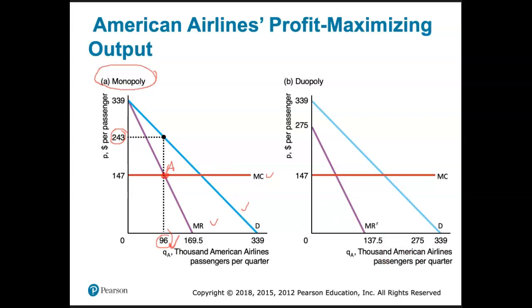However, American Airlines is not a monopoly. We are actually living in a duopoly world right now. American Airlines shares the market with United Airlines, so in that sense American Airlines will need to consider what we call the residual demand. Okay, so our good old friend residual demand is coming back again.